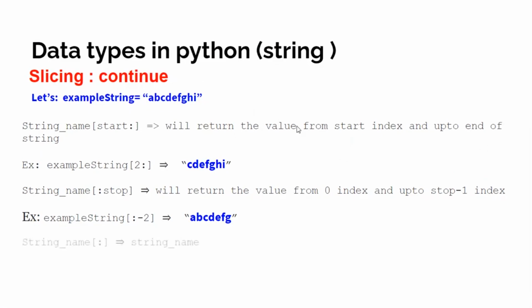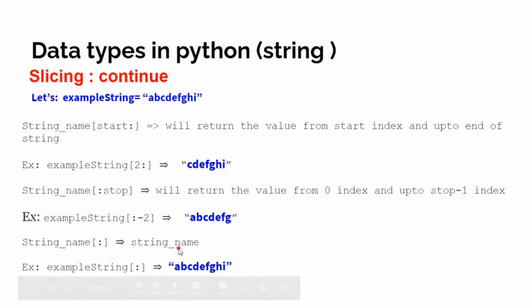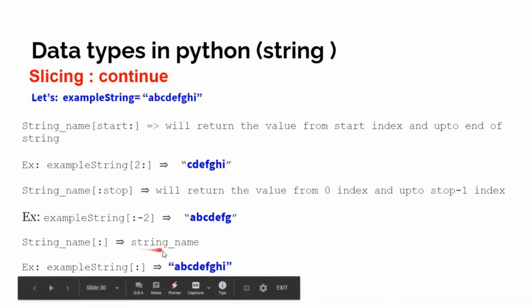Now next is, suppose that we are not passing any parameter, neither the start nor the stop. So the result will be the same string. You are telling it to start from 0 and go up to the end, so it will be equivalent to the same string.